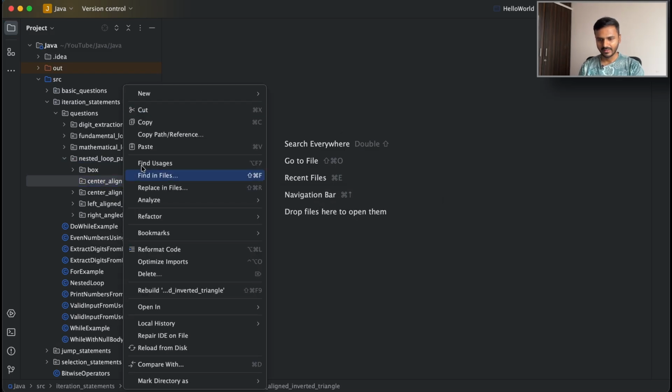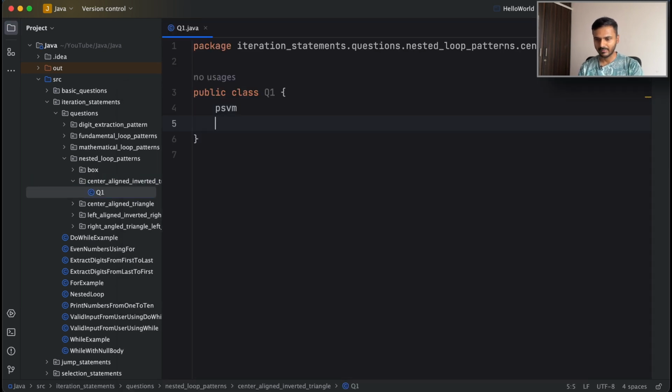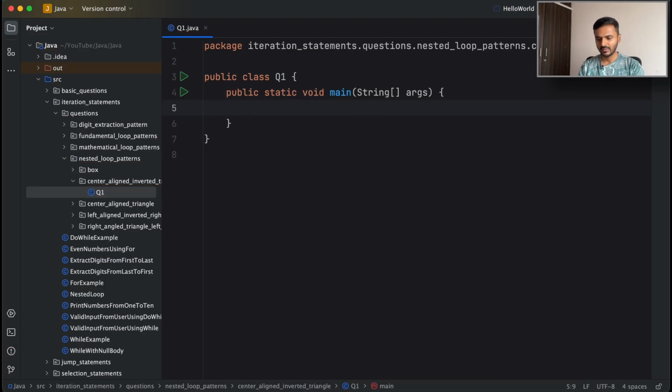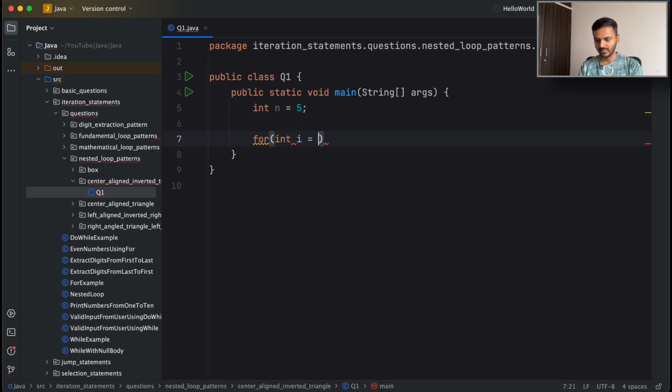Now here we'll create a new Java class. We'll say Q1, right? And here we'll have a main method. Now what we are supposed to do is take n and initialize it to 5. And then we will have to put the outer loop. So it will be i equal to 0, i less than n, i plus plus.